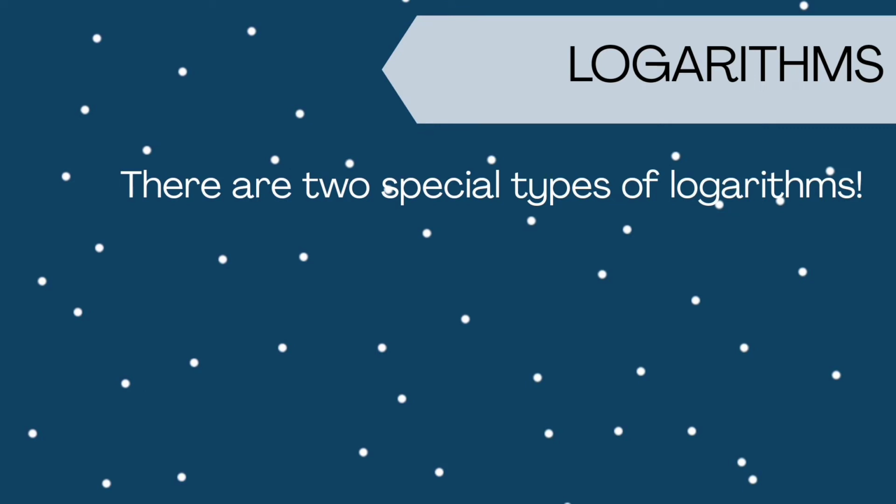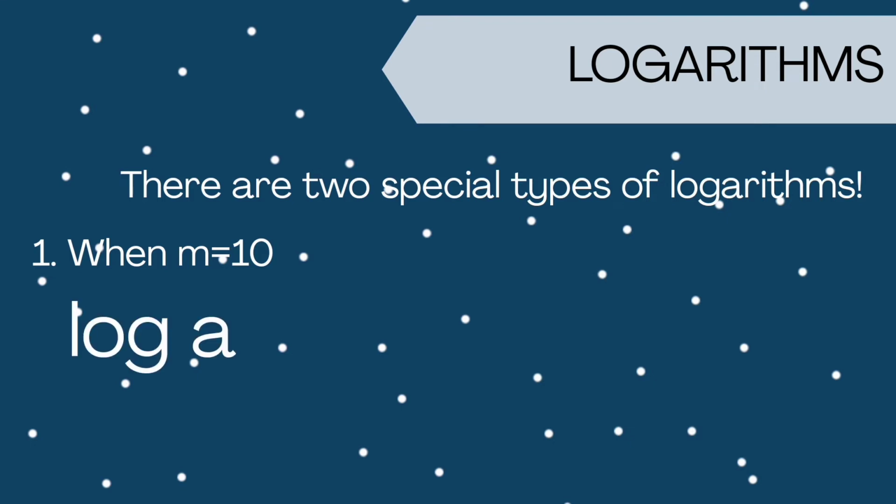There are 2 special types of logarithms. The first one is when the value of the base m equals 10. This is called the standard logarithm, and the number 10 is removed, which means that the remaining constituents on the logarithmic expression are the logarithmic notation log and a. This means that if you saw a problem with a logarithm with no base, it is automatically base 10.